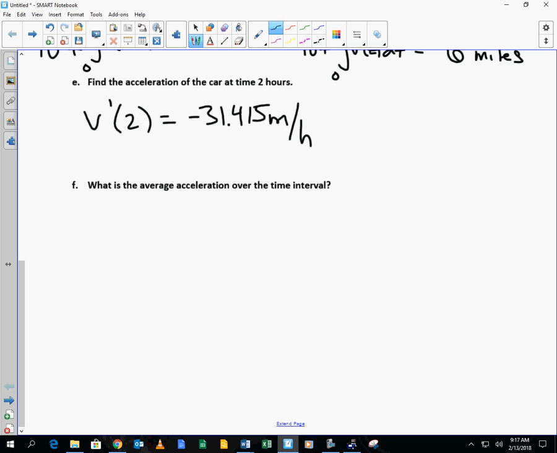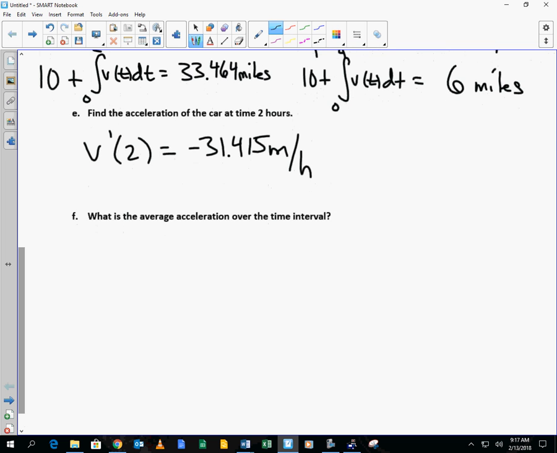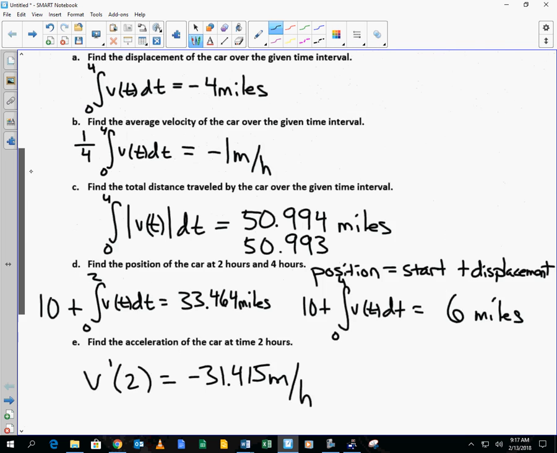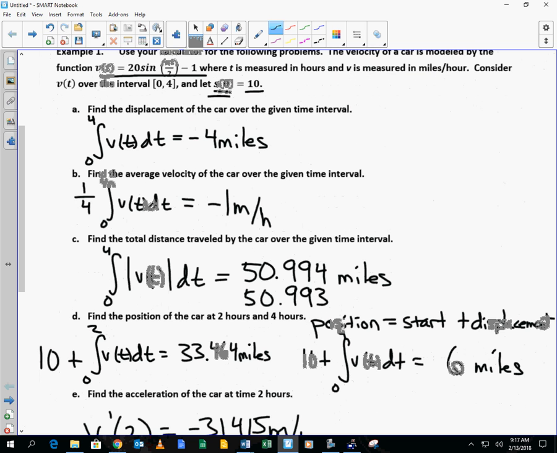This is where it's really, really important. Are we given the velocity function or are we given the acceleration function? So notice the difference between these two questions. When it's asking for the average value of the function, we're given the velocity function, right? That's when we do this piece.